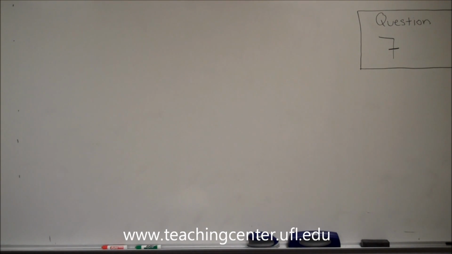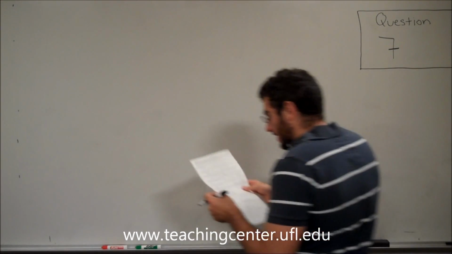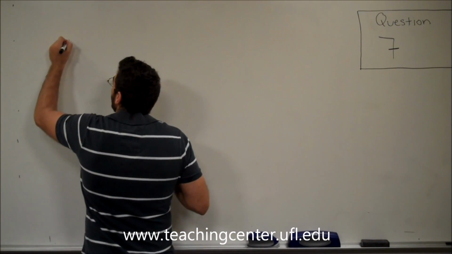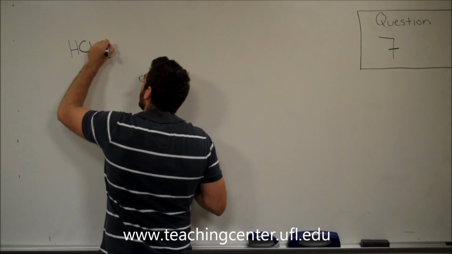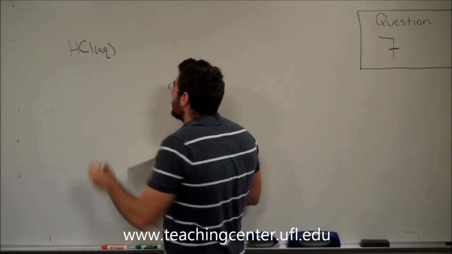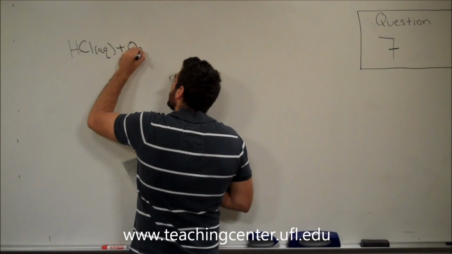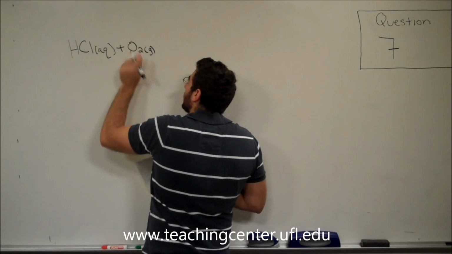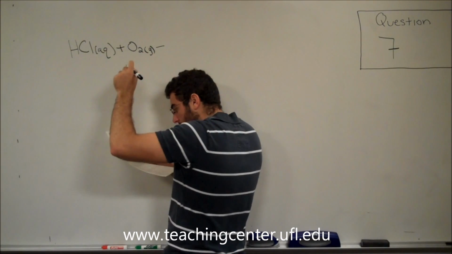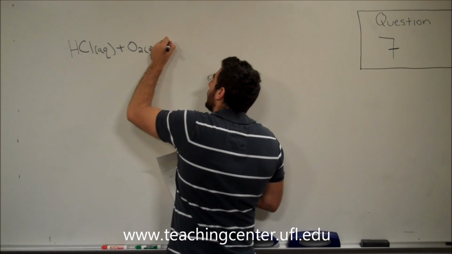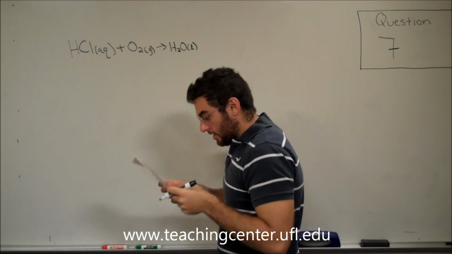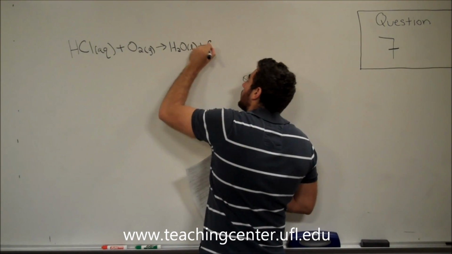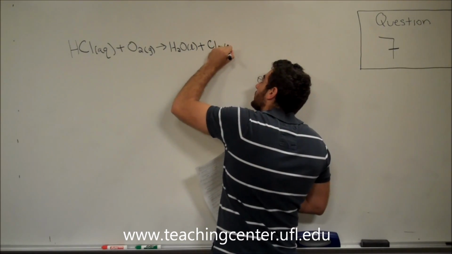Question number 7 wants to test us on balancing reactions, and it gives us the following equation. It says we have aqueous hydrochloric acid plus oxygen gas. Remember, oxygen is diatomic, so it has O2, and it forms liquid water, so H2O liquid, plus chlorine gas. And remember, chlorine is also diatomic.